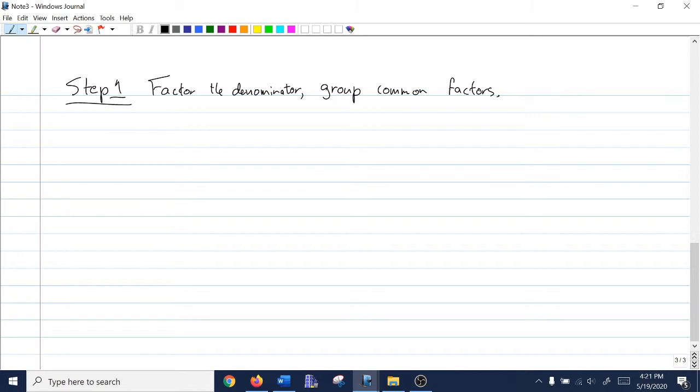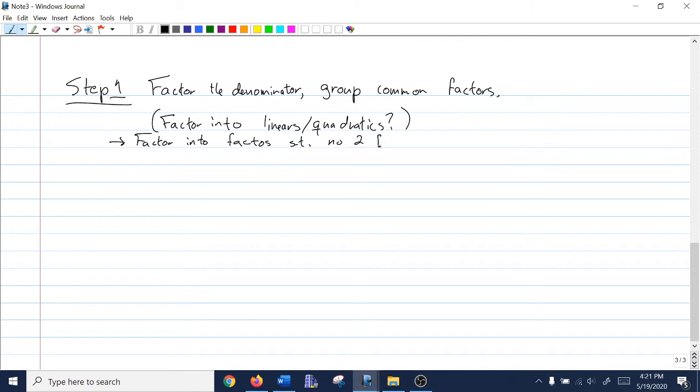Some books will say factor it into linear and quadratics. You don't actually need to do this. The thing you do need to do, though, is at least factor it so that none of the two factors on bottom have a common root.